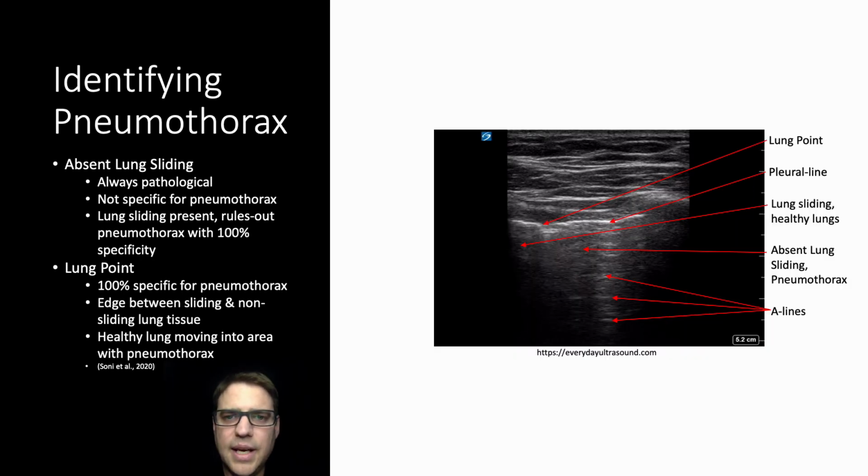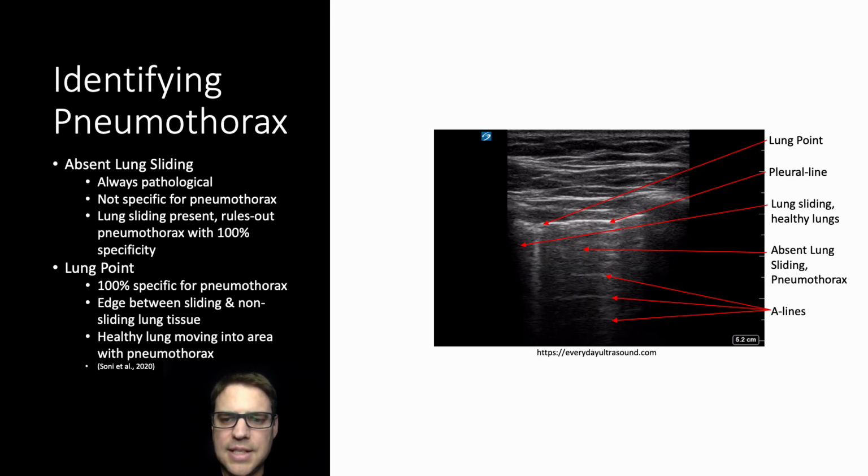A pneumothorax can be diagnosed with a thorough POCUS exam, taken in consideration with the patient's history and clinical presentation. There are two expected findings of a pneumothorax when using POCUS: absent lung sliding and lung point. Absent lung sliding is always pathological, and a pneumothorax should be near the top of your differential list. Yet, absent lung sliding does not specifically indicate pneumothorax, since other pathologies can present with that finding. However, the presence of lung sliding rules out a pneumothorax at the site of examination with 100% specificity.